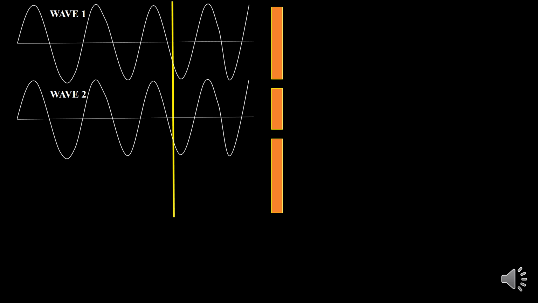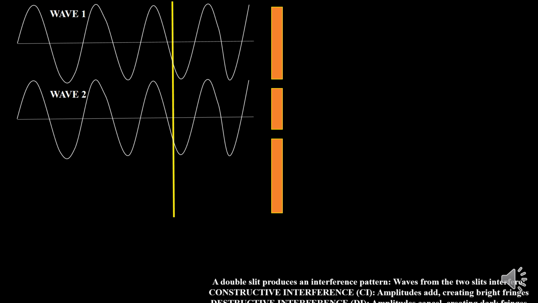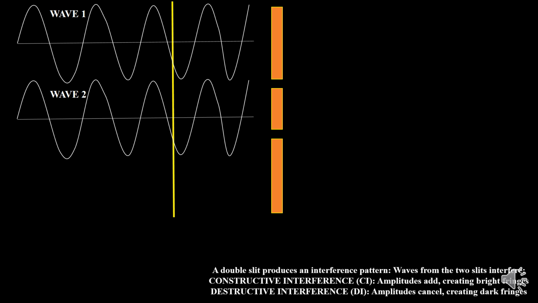What about the interference? Now interference can be explained by the double slit experiment. A double slit produces an interference pattern where the waves from the two slits interfere either constructively or destructively. Let's see how the waves from the two slits interfere, resulting in constructive interference as well as destructive interference.